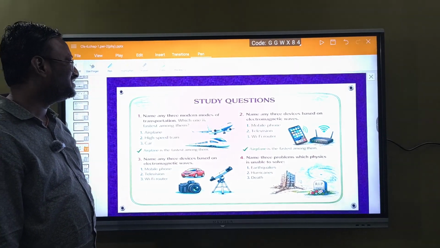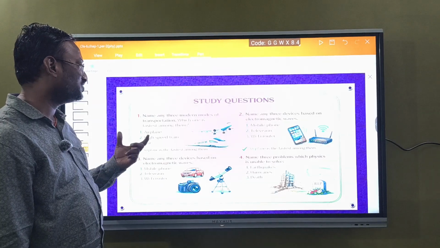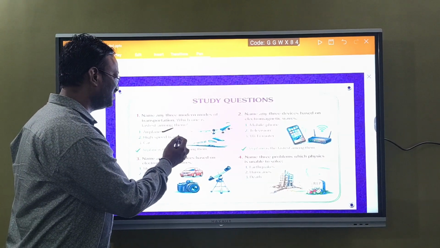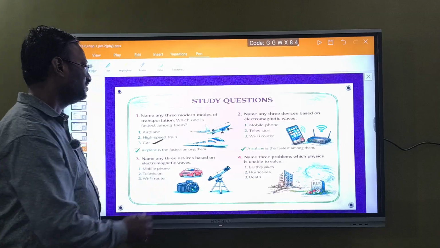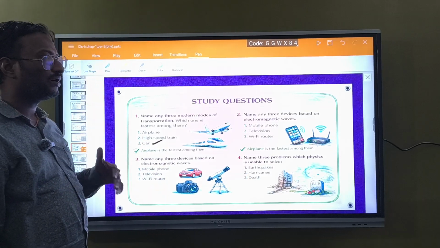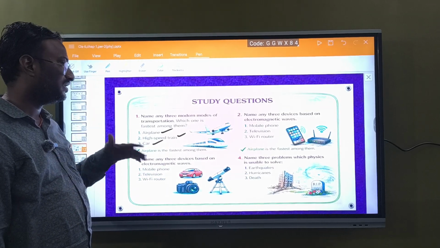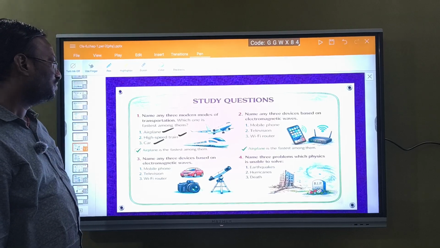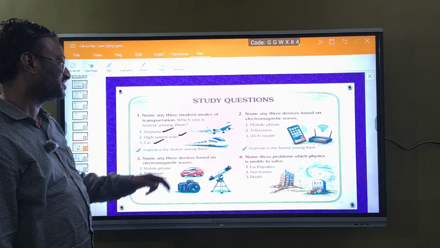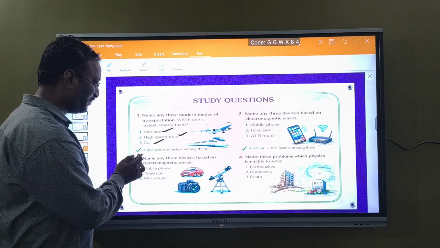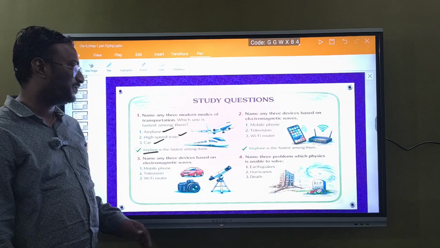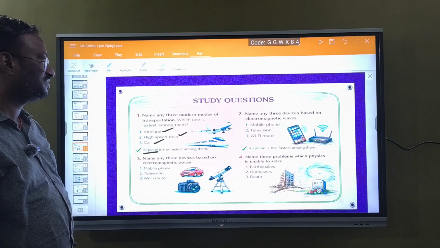Number 1, name any 3 modern modes of transportation. Aeroplane, high speed trains, car. These are all modern modes, not old ones. So which one of these is the fastest? Aeroplane is faster when compared to all the others.